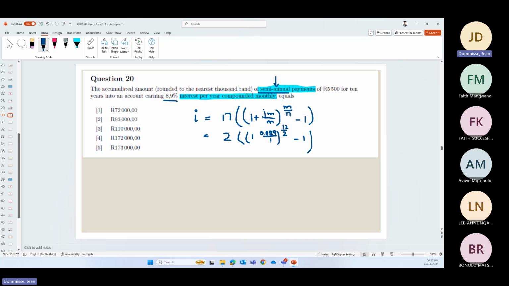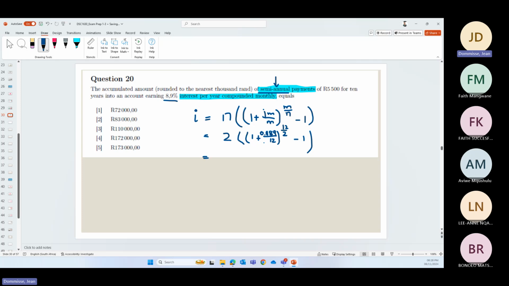0.089 divided by 12. Okay, so the first thing we now need to do is change the interest rate. They give us the interest rate monthly. We need to align it with our payment system, which is semi-annually. Also important, we're not going to change the payment system that is semi-annually to monthly. The important thing here is to change the interest rate.